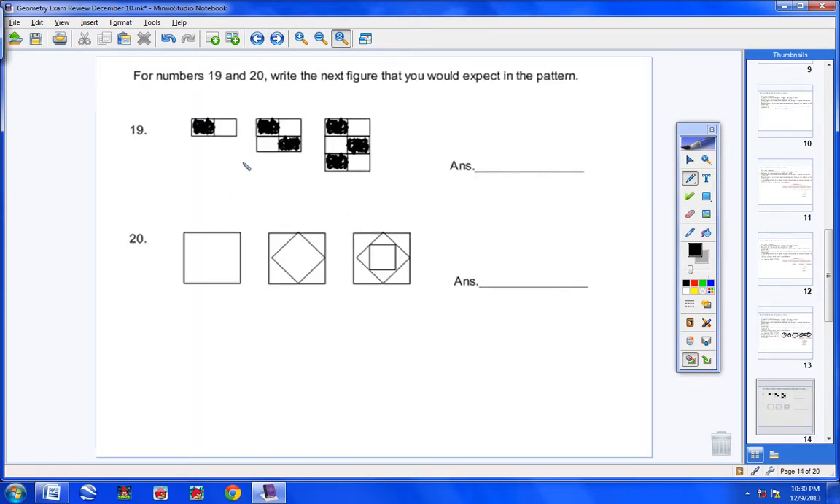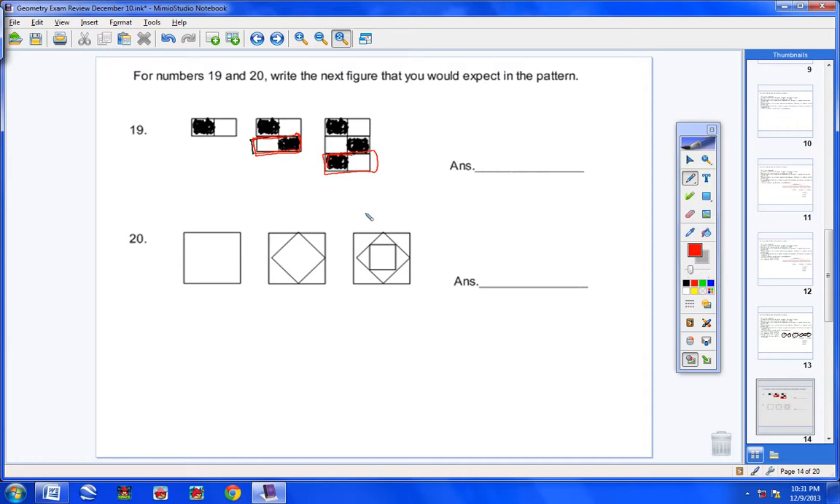We looked in chapter 1 at patterns, okay? So for numbers 19 and 20, I want you to write the next figure that you would expect in the pattern. What we're trying to do is look for patterns and predict what would happen next and make a conjecture. We're going to conjecture what the next pattern would be right here. Well, let's see. We had this right here, and then notice we added this row. Let me get a different color of ink. We added this row right here. And then notice we added this row here.